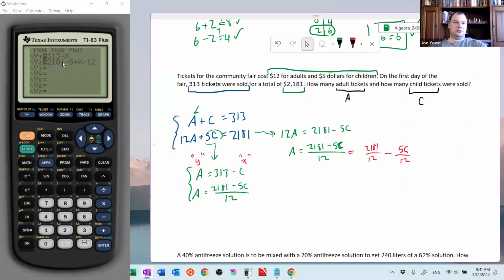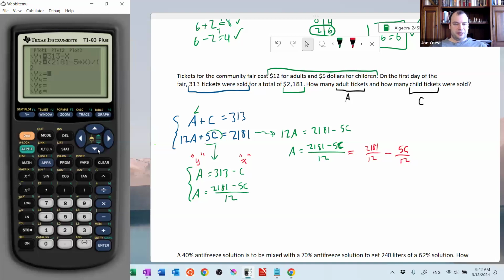And I could just go back and make this 2181 over 12 minus 5 times x over 12. I guess I could do that. The other thing I could do to be clear is I could insert parentheses. This second delete just gives me insert, so I can insert something and not overwrite what is in there. So now I have in parentheses 2181 minus 5x, and that whole thing is divided by 12. That's exactly what I want.